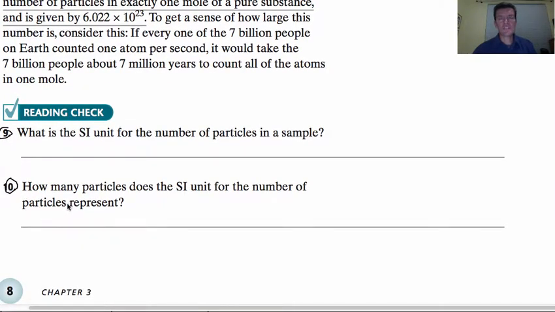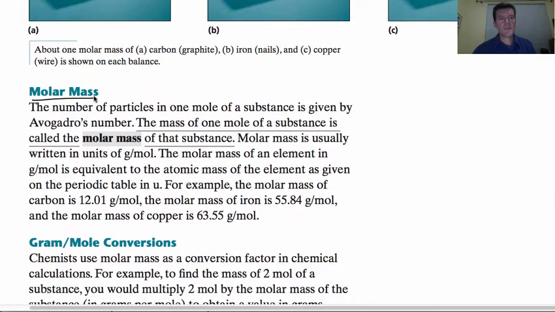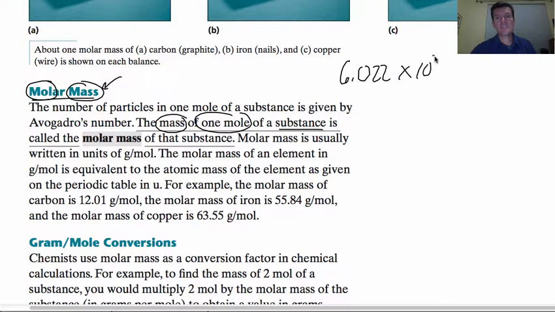Answer these 2 questions right there, and let's talk about molar mass. Now, here's what you should realize. We're going to talk about mass, and it's not just the mass of anything, it is the mass of a mole. So that's what this means. Molar mass means the mass of 1 mole of a particular substance. So if you had 6.022 times 10 to the 23rd atoms of carbon, then you would find out what the mass is of that.